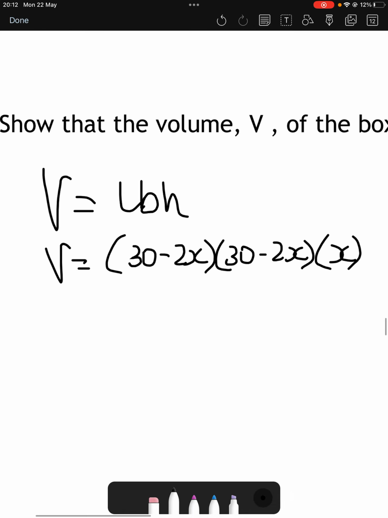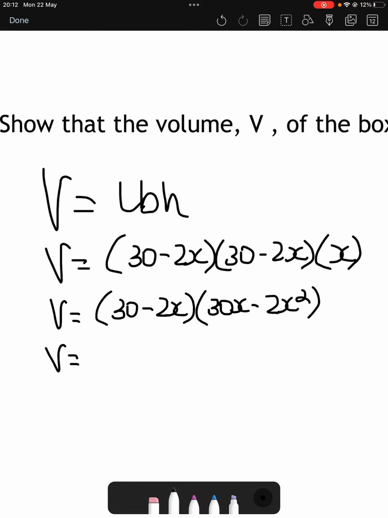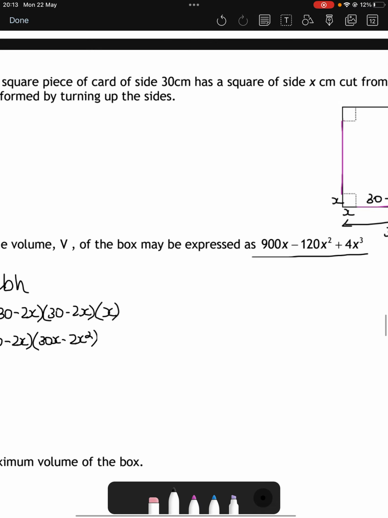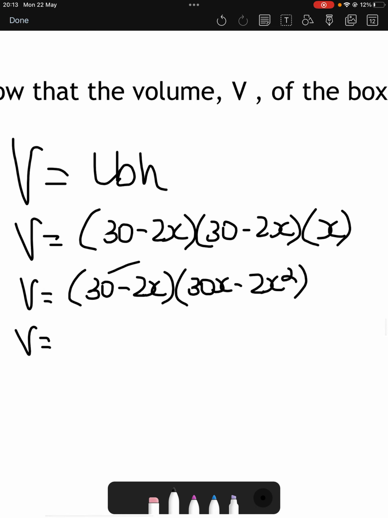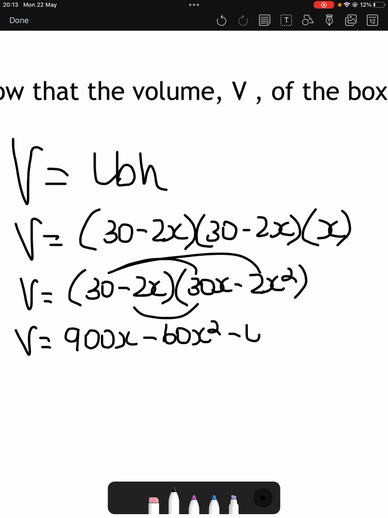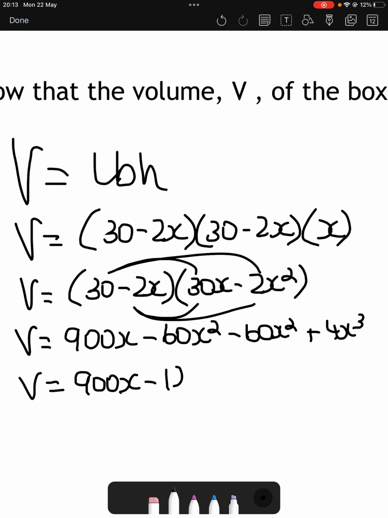Okay, we're going to multiply this out. Now what I'm going to do is just leave the first one, and I'll multiply this by x. Okay, I'm going to multiply it through. Now remember, we know what the answer is. The answer is right there: 900x minus 120x squared plus 4x cubed. So we need to hopefully get that bit done. So 900x, good start, minus 60x squared minus 60x squared plus 4x cubed. And you can see that we have the answer that is required.